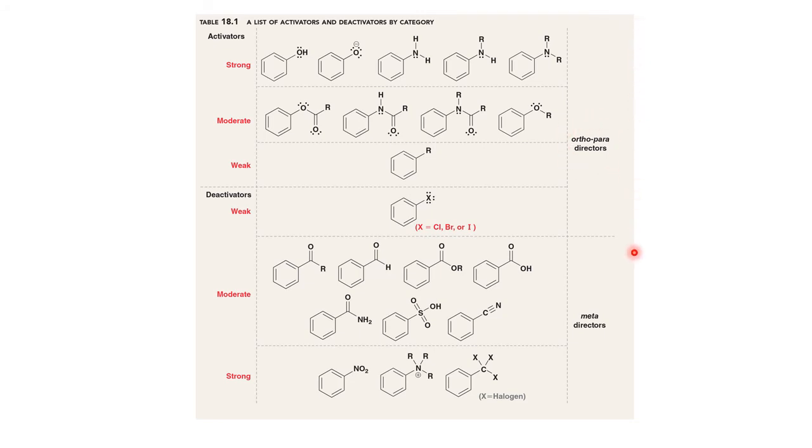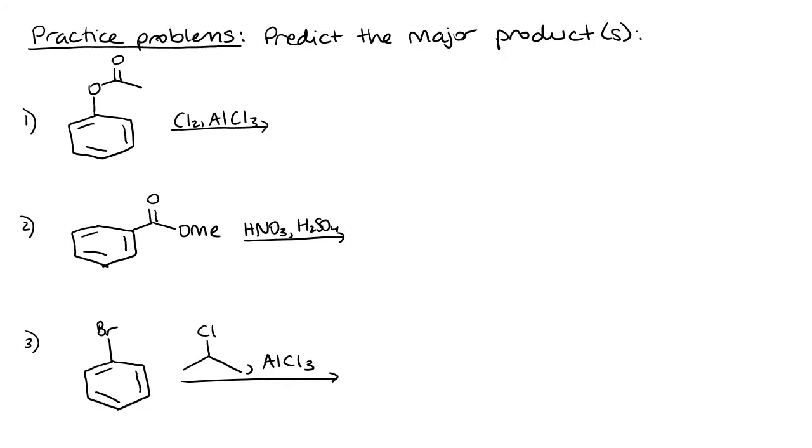So this table is key, and I have provided it on Canvas for you to print out and use with your homework and any other practice problems you are doing. So let's go ahead and do a set of practice problems where we predict the major products. As always, you're welcome to pause the video, attempt it on your own, and then come back and check your answers. So we want to look at two things with these problems.